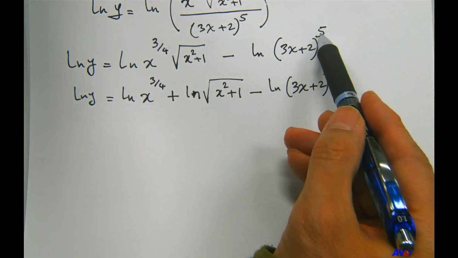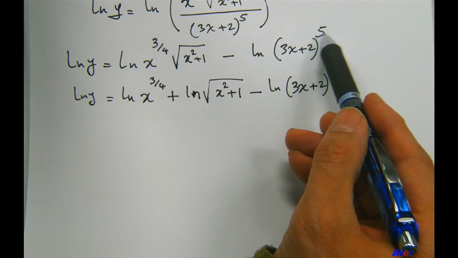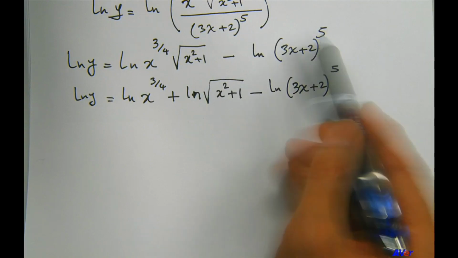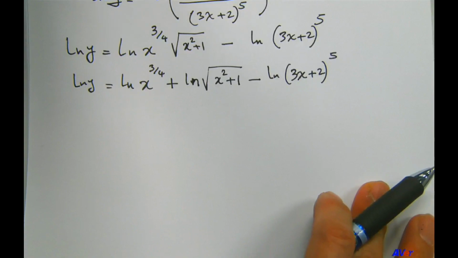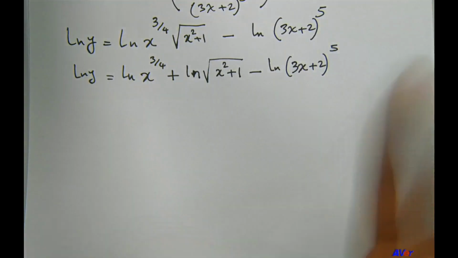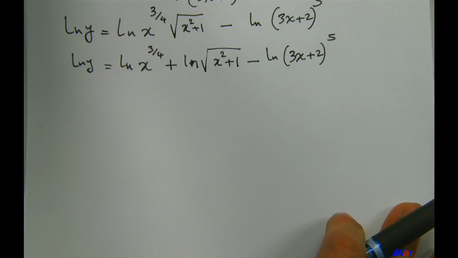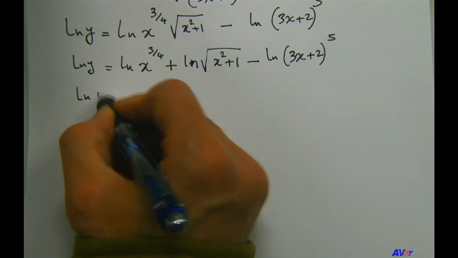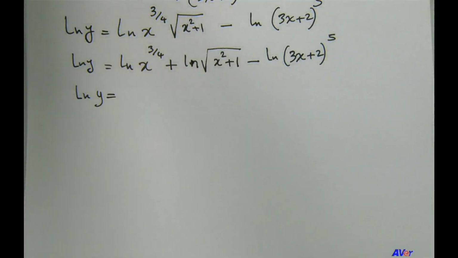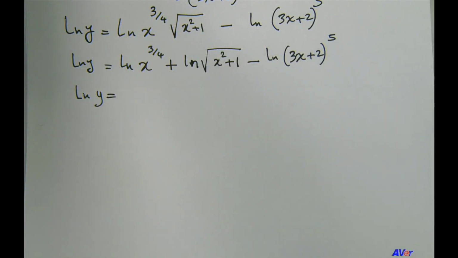For example, I'm sure if not all of you, most of you probably saw that you could bring this 5 down and in front using the properties of logarithms, but I'm just doing this step by step. So hopefully that helps. Rather than be more boring, hopefully it'll be more helpful. Okay, so now let's simplify. Notice we have not taken the derivative. All we're doing is we're making use of the properties we know to make our expression simpler.